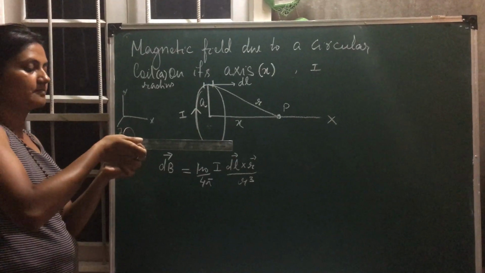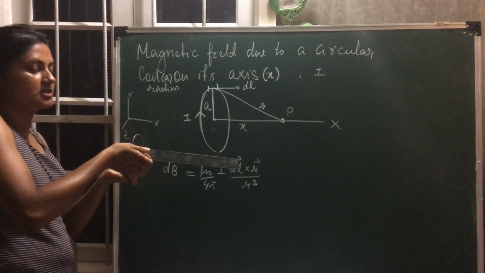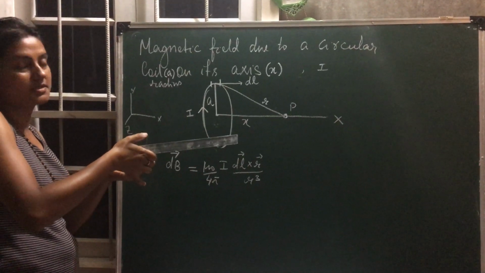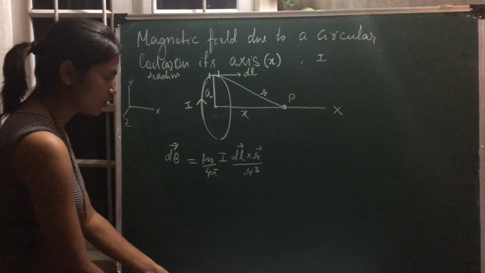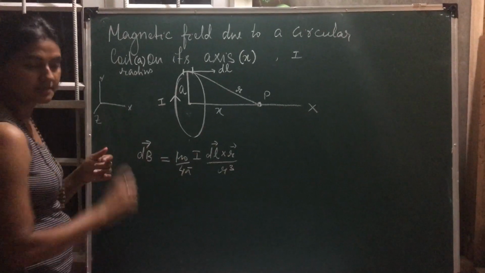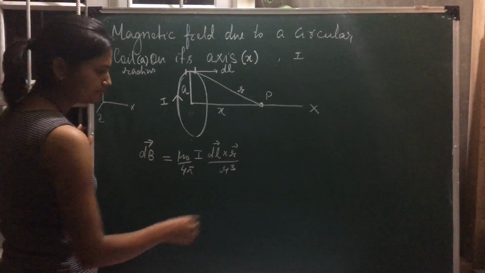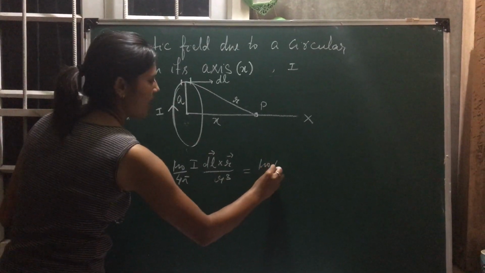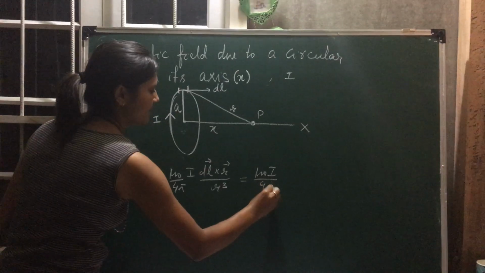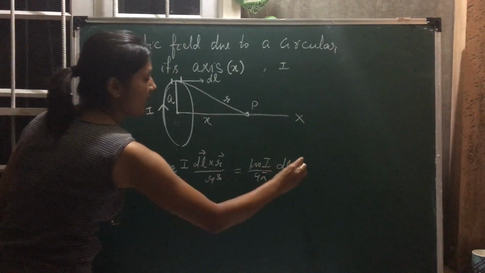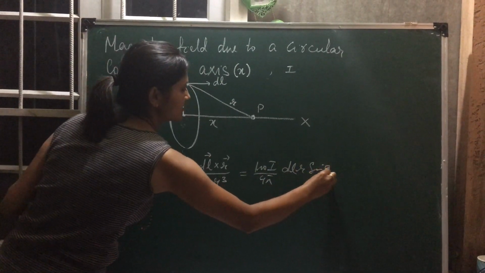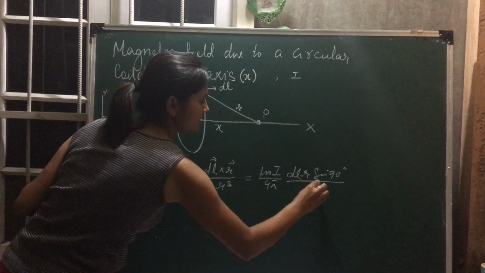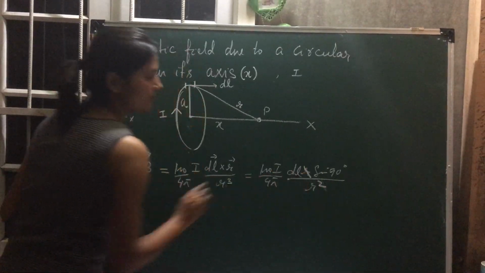Now this, isn't it the tangent? So the tangent always makes how much with the radius? This is 90 degrees, right? So this angle is 90 degrees. Alright, so this is μ0 I over 4π, dL R sine of 90 degrees. This is R cubed, sorry, the R squared will remain, right?